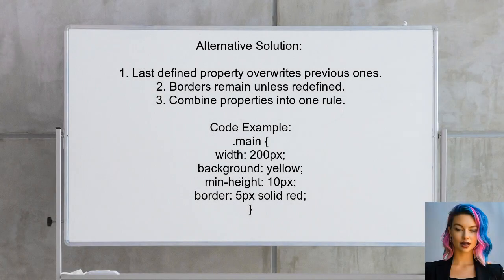This user explains that when multiple classes have the same CSS property, the last defined property will overwrite the previous ones. For example, if you have width set in multiple classes, the width from the last class applied will take effect. They also note that properties like borders will not be overwritten unless explicitly defined in the later classes. To simplify, they suggest combining all properties into one CSS rule.